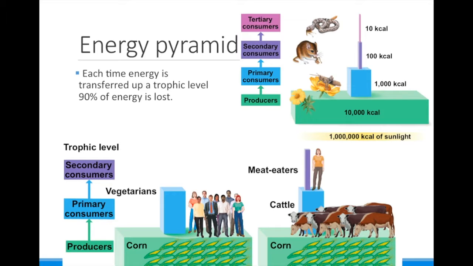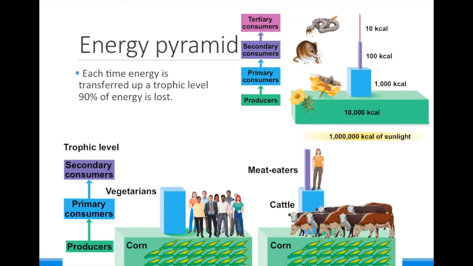Of the 1 million kilocalories of sunlight that were absorbed by the plants, only 10 kilocalories of those are available to the tertiary consumer, the snake. This is why most food chains are very short. They end with a tertiary or a quaternary consumer. It also explains why there are very few tertiary or quaternary consumers.